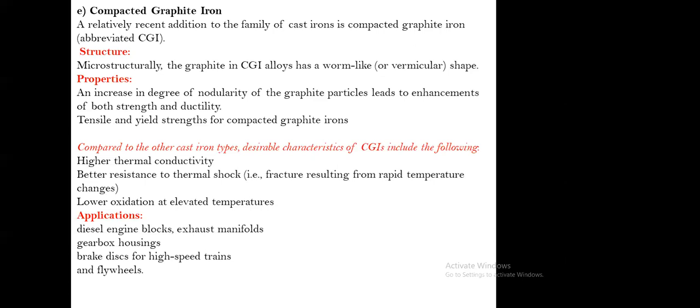Now when you are comparing it to other iron types, you will get some good characteristics. It possesses higher thermal conductivity compared to the other types of cast iron. It also possesses better resistance to thermal shock and lower oxidation at elevated temperature. Applications you can find are flywheels, brake discs, diesel engine blocks, etc.